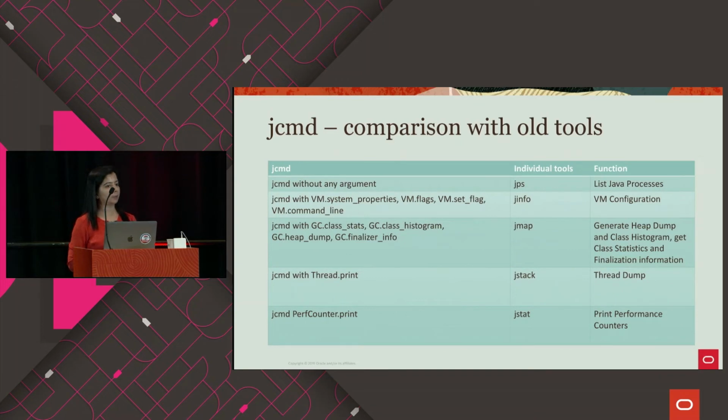Comparison of JCommand with the older individual tools. The capability of JPS, JInfo, JMap, JStack and JStat is available. So, most of the functionality provided by these individual tools is available in JCommand. Instead of using these separate tools, it's easier and more convenient to use one single command with different options that can be passed to this command utility.